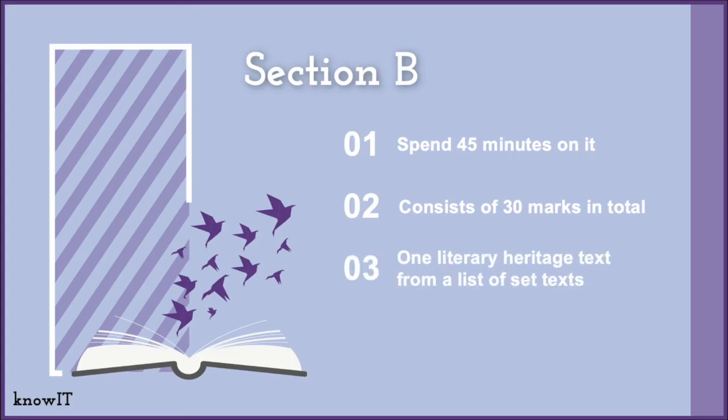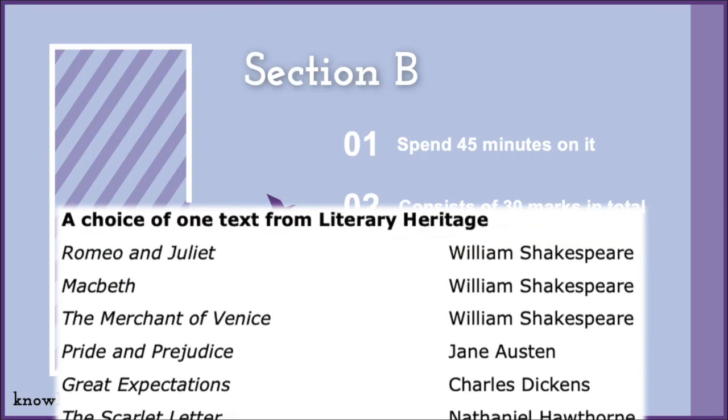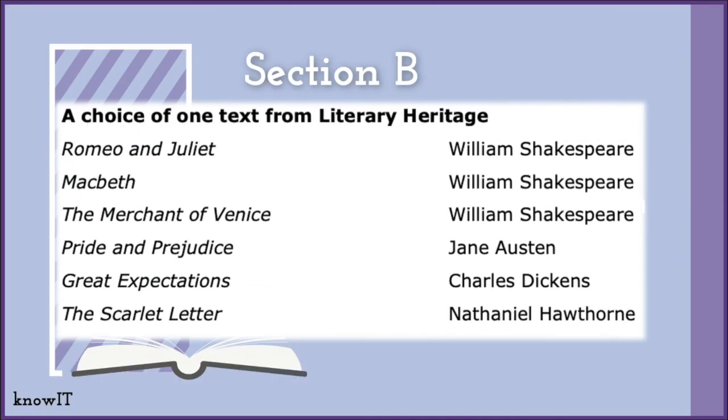You have to analyze one literary heritage text from a list of set texts, and as usual, here is the list of texts. I'll read them out quickly. Romeo and Juliet by William Shakespeare, Macbeth by William Shakespeare, The Merchant of Venice by William Shakespeare, Pride and Prejudice by Jane Austen, Great Expectations by Charles Dickens, and The Scarlet Letter by Nathaniel Hawthorne.